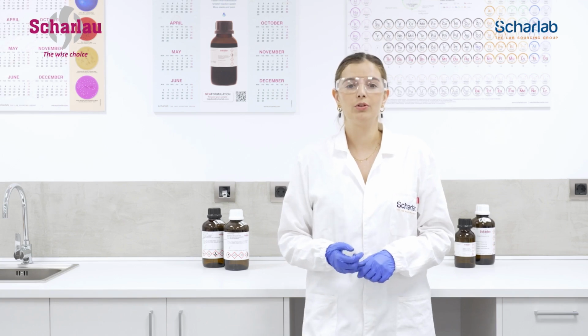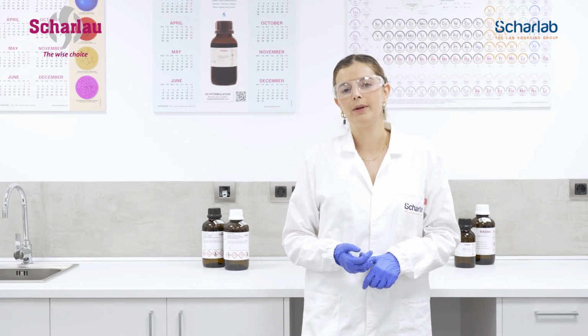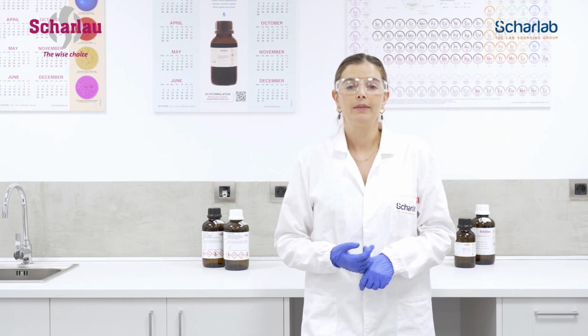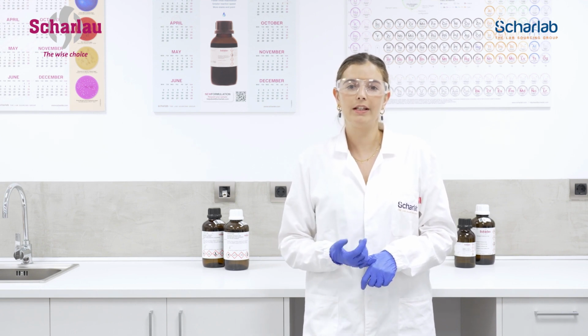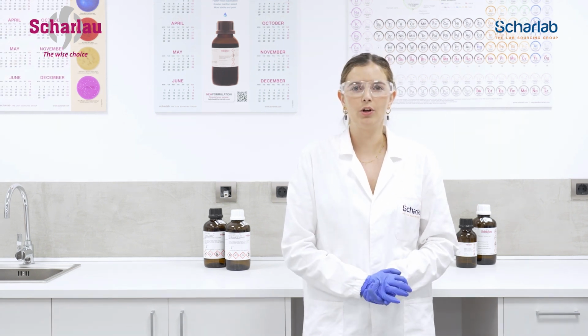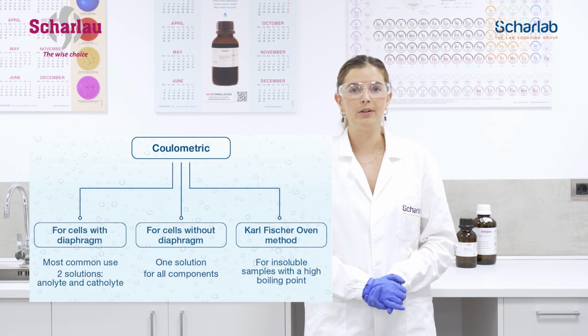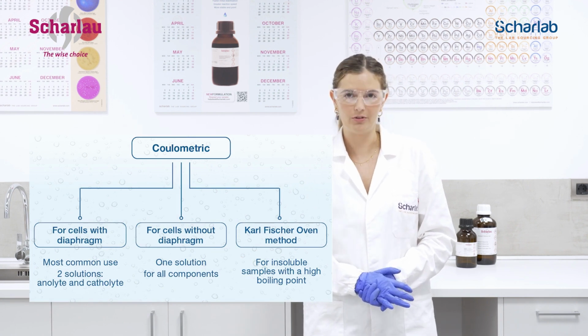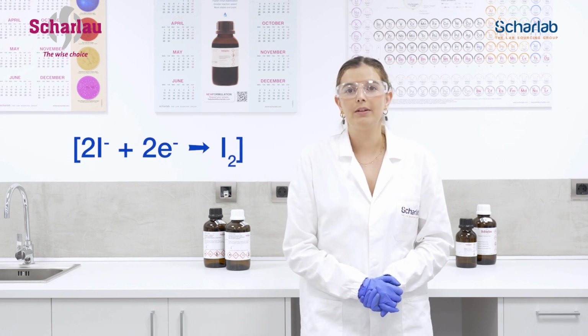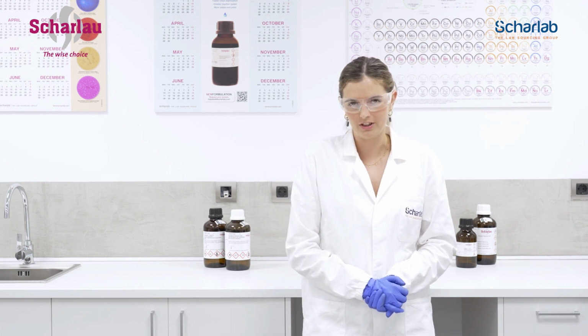In general, we will choose a coulometric reagent for water contents below 0.1%, that is, 1000 parts per million, and a volumetric reagent for water contents above 0.1%. In today's video, we will focus on coulometric reagents. Unlike volumetric methods, in this case, the iodine is generated electrochemically in the measuring cell by oxidizing iodide to iodine. This reaction takes place at the anode when an electric current is applied.